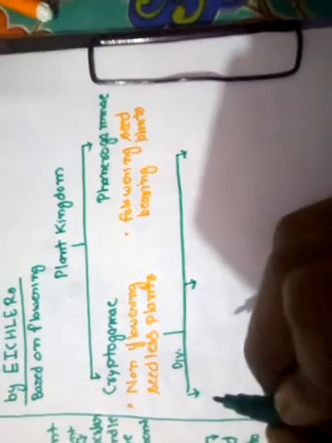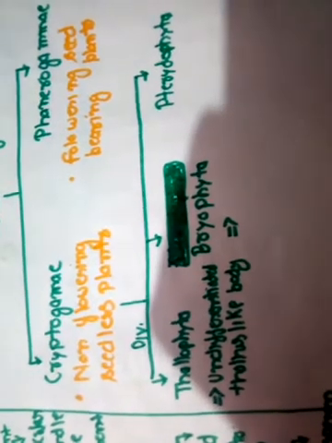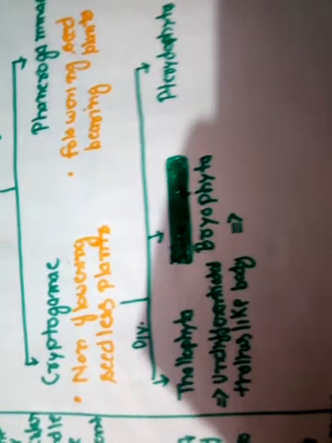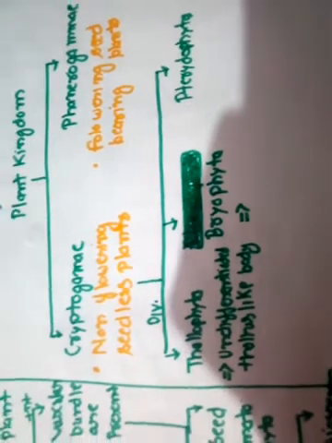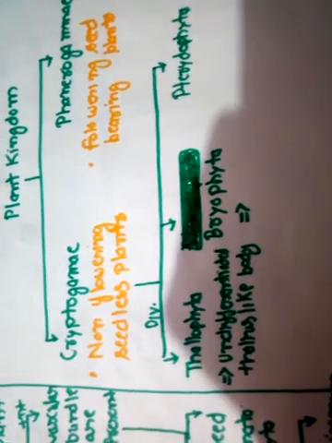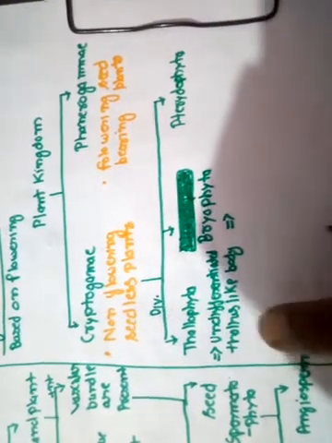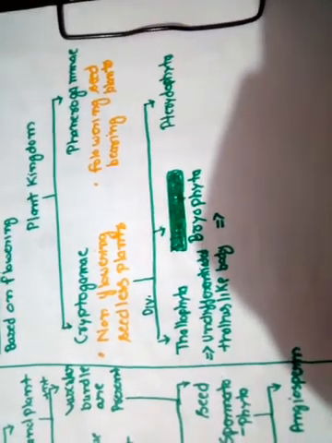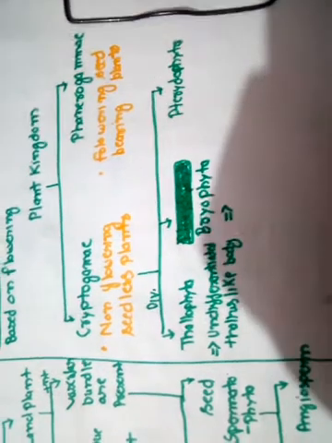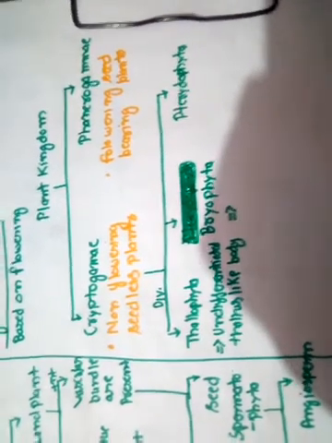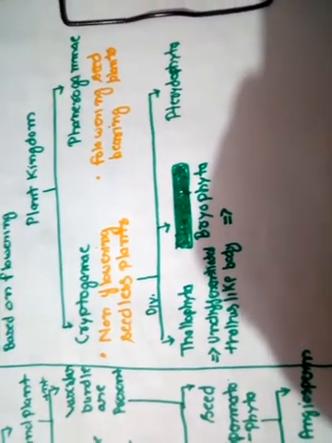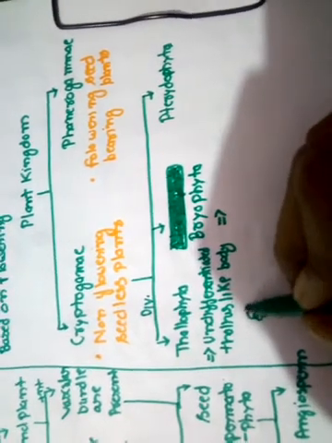As you know, the cryptogams are divided into three divisions depending upon the organization of the body. So the first division is thallophyta. Thallo word is coming from thallus and phyta means plant. That means the non-flowering seedless plants that have the undifferentiated body, or you can say the thallus like plant body. That means in their plant body you will not see any structure like leaf, stem, root. They are just an aggregation of the cells.